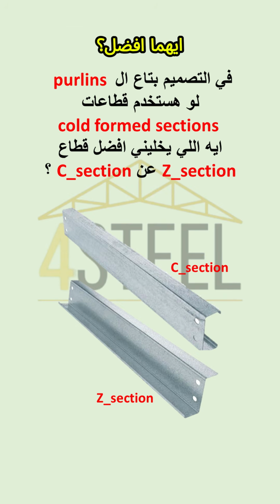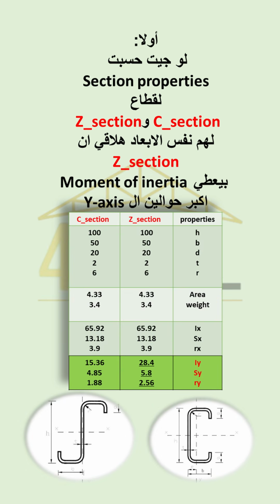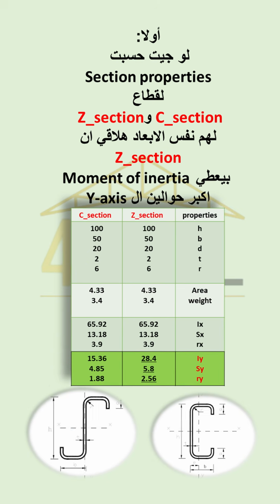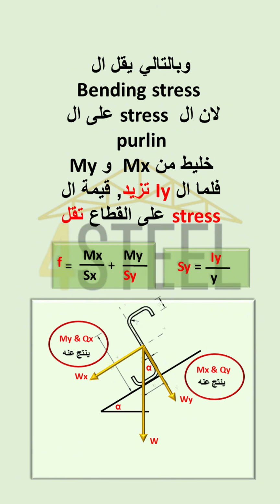In the design of purlins, if I'm going to use cold-formed sections, what makes me prefer a Z-section over a C-section? First, if I calculate the section properties for a C-section and a Z-section with the same dimensions, I will find that the Z-section gives a larger moment of inertia about the y-axis. Consequently, the bending stress decreases, since the stress on the purlin is a combination of Mx and My. When Iy increases, the stress on the section is reduced.